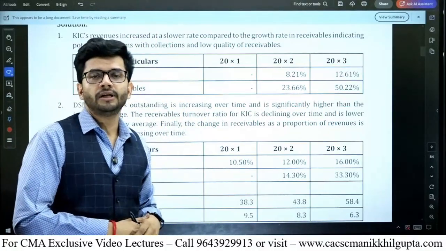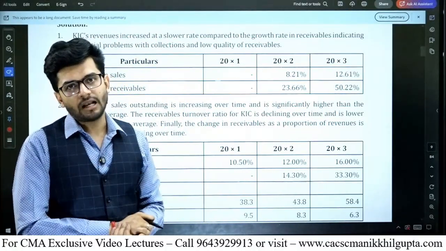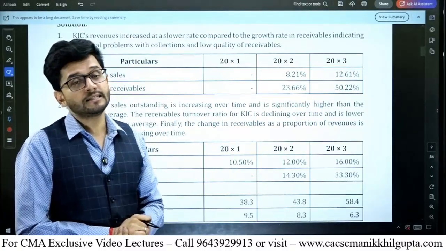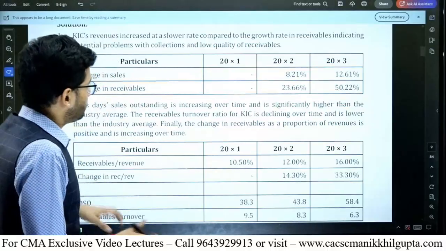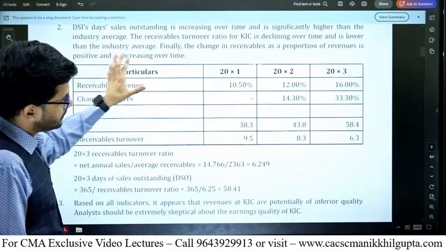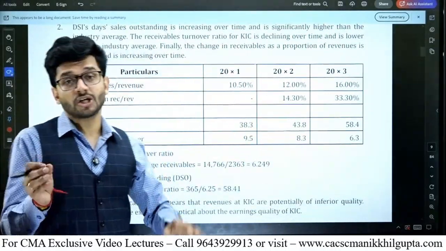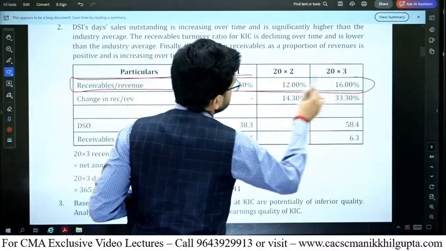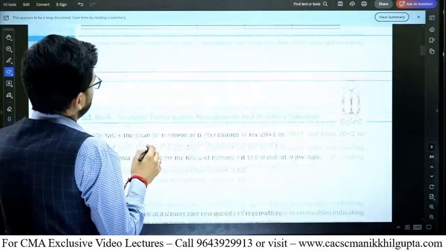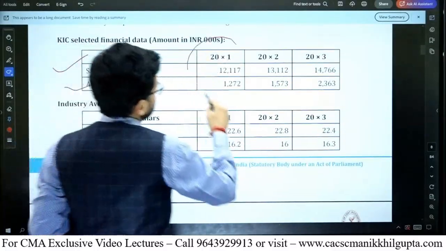Current year's data is in the numerator, and then we have calculated a percentage of increase or decrease in the sales and in the receivables for this particular company, so that we can later analyze it using the industry average benchmarks which are given to us. This is the receivable to revenue ratio, which is computed as per the actual data given in the question. This is the actual data.